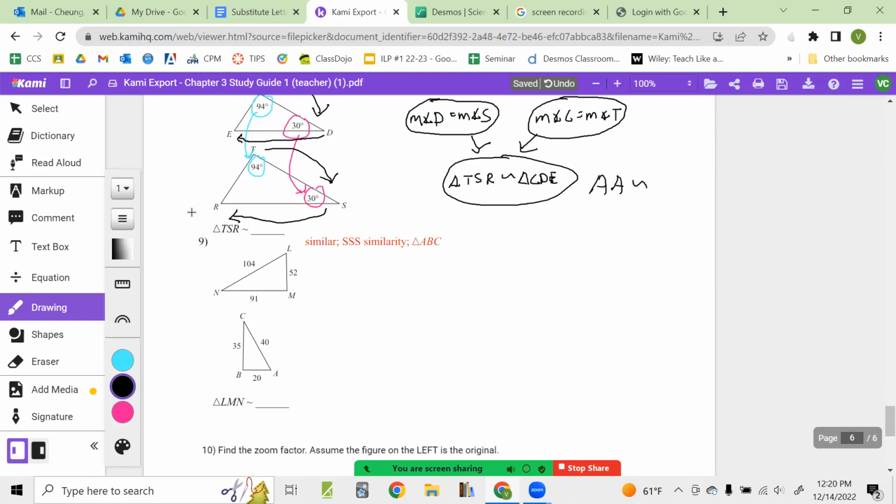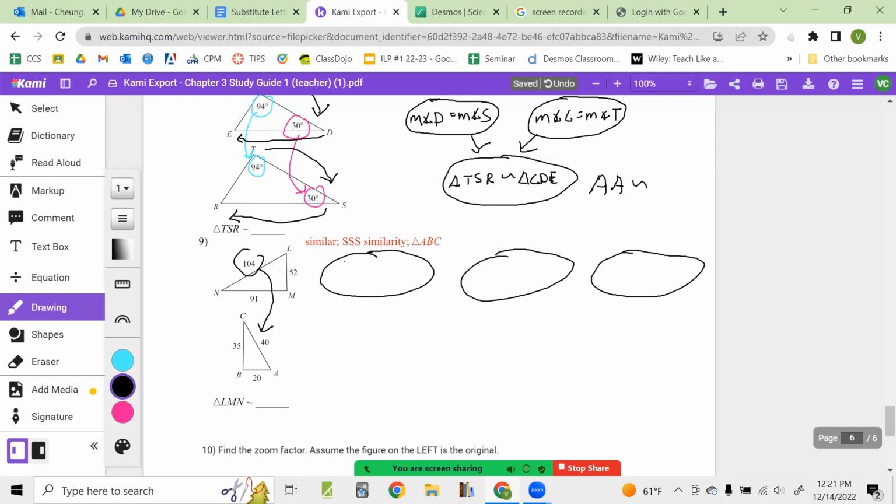Number 9. Okay, look, they do not give us any angles. No numbers inside the triangle, only the sides. So that means it's got to be SSS. But remember, only if the numbers equal. Like after you divide it, only if all the numbers are equal, then it's SSS. So biggest, 104 is the biggest, and 40 is the biggest.